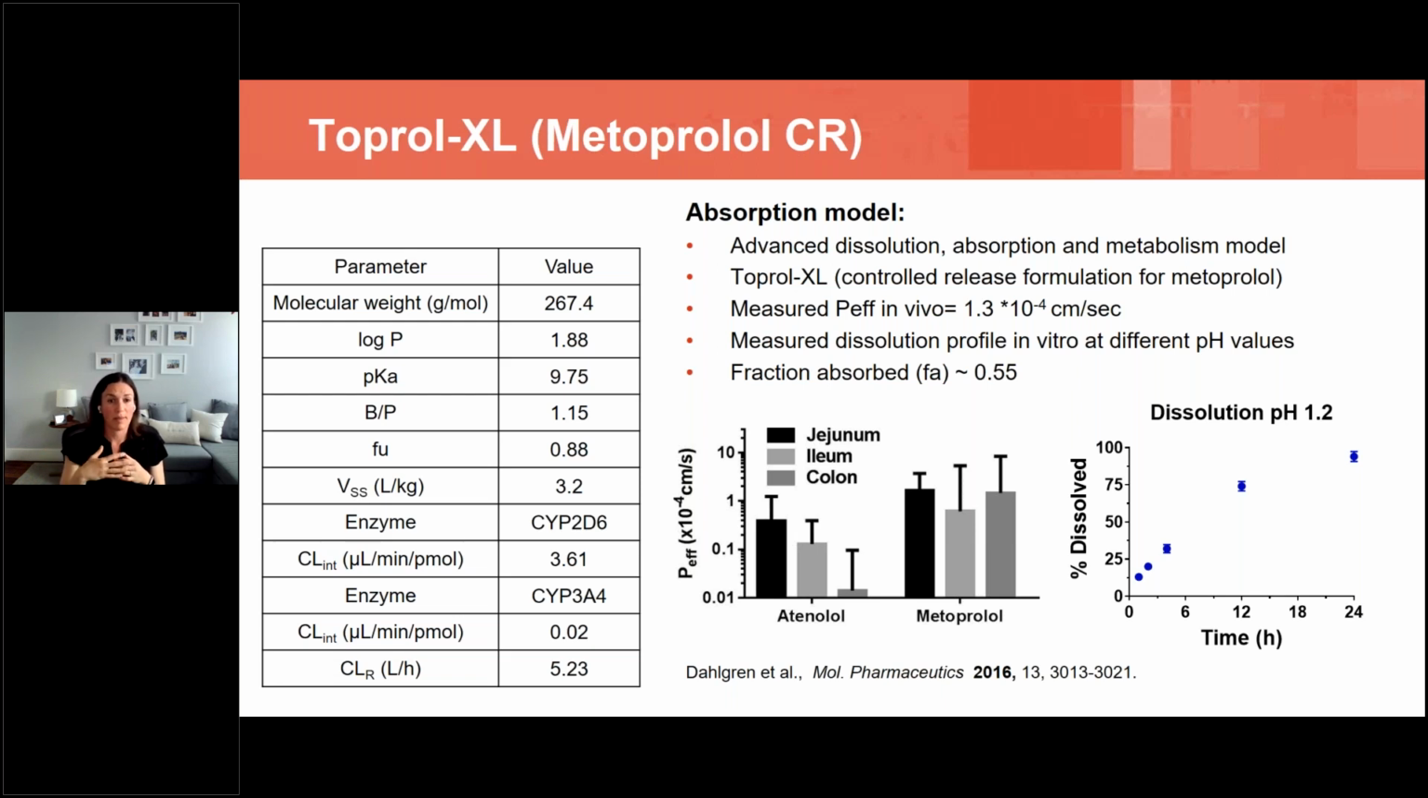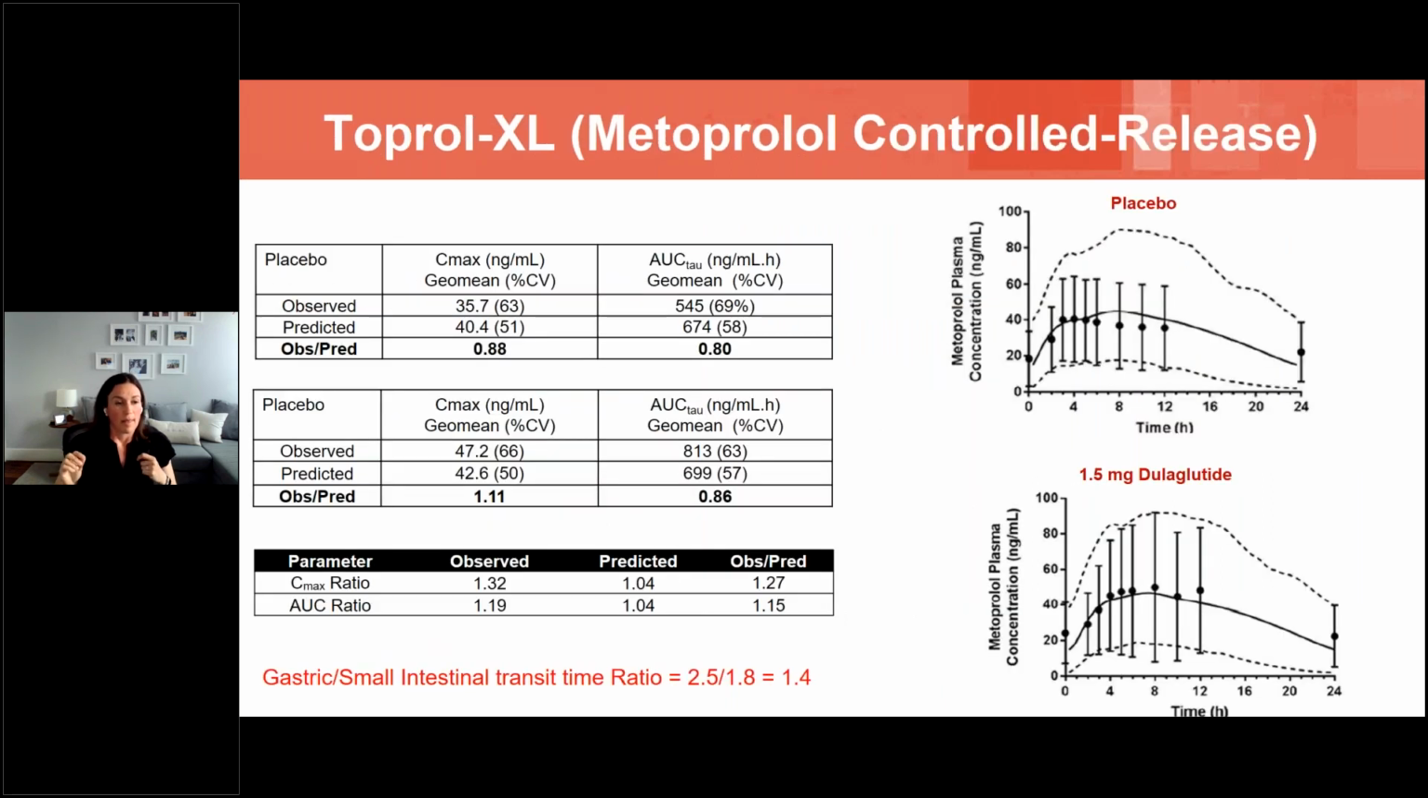The other key input was the dissolution. For this, we use dissolution time profiles at different pHs. Here I'm showing at pH of 1.2. We also had 4.5 and 6.5, but the dissolution is not really affected by the pH. The model was really not able to reproduce the changes in the AUC and the Cmax when we were just changing the gastric emptying time. We had observations of a Cmax ratio of 1.32 and an AUC ratio of 1.19, and the predictions were a little bit above 1.04, but we were really not able to capture this increase in both AUC and Cmax.